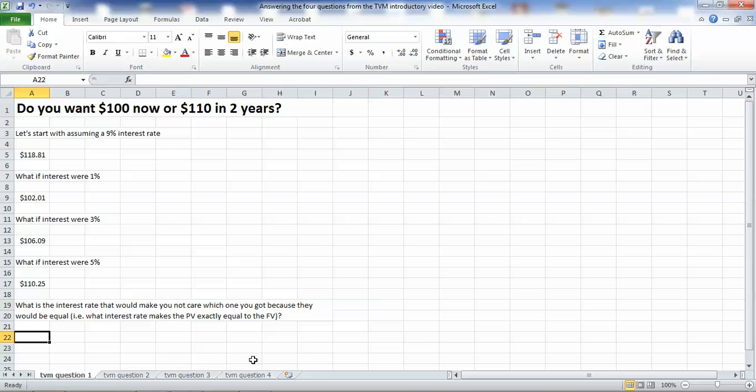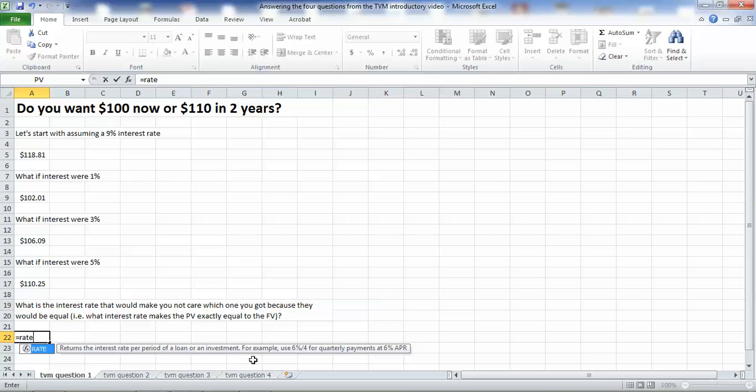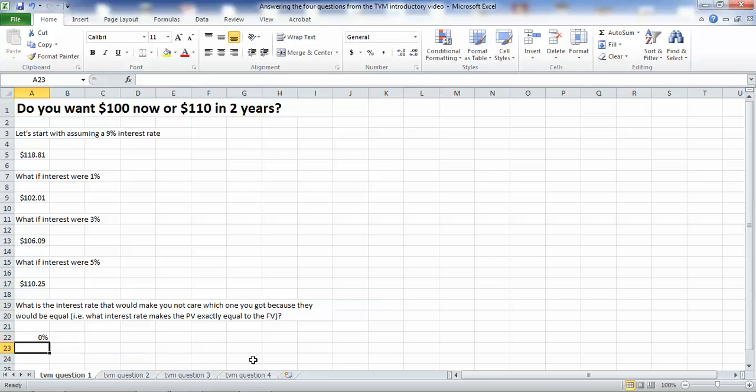So let's go ahead and figure out what the rate would be that would make them exactly equal. And to do that, we hit equals rate, parenthesis, and it wants to know the number of periods. That's what NPER stands for. It wants to know the payment. We know that's 0. It wants to know the present value, which is 100. Here it wants us to put in the future value as a negative number. So I'm going to put it in as a negative 110. And we can ignore the rest.